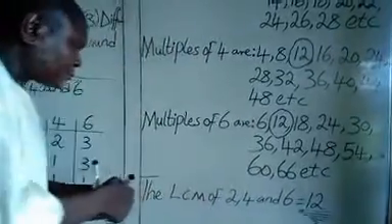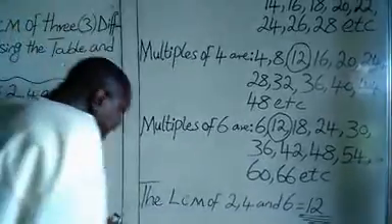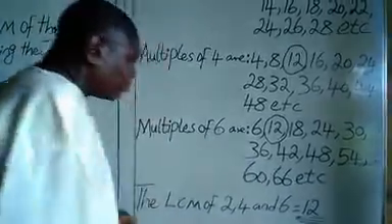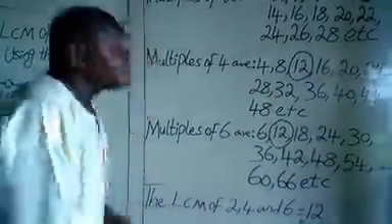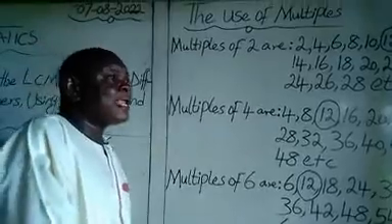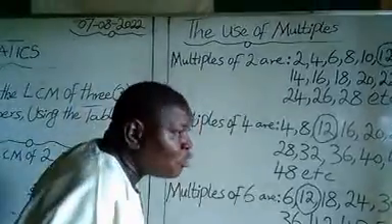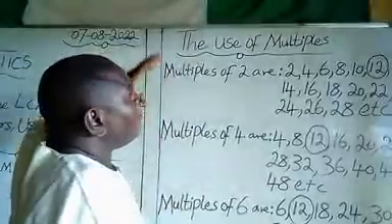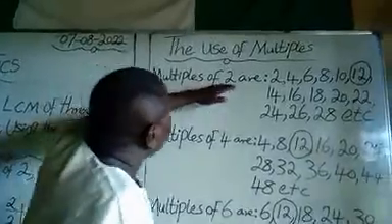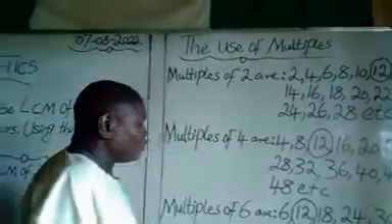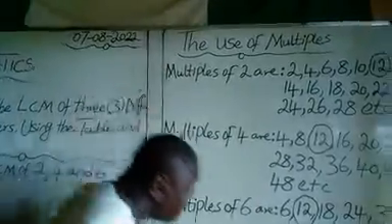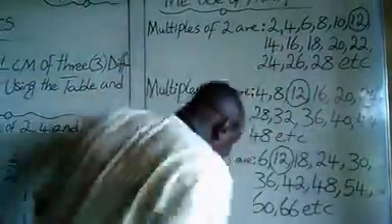Okay. The LCM of 2, 4, and 6 is equal to 12. 12 is the lowest among the multiples of 2, 4, and 6. So our LCM is 12.